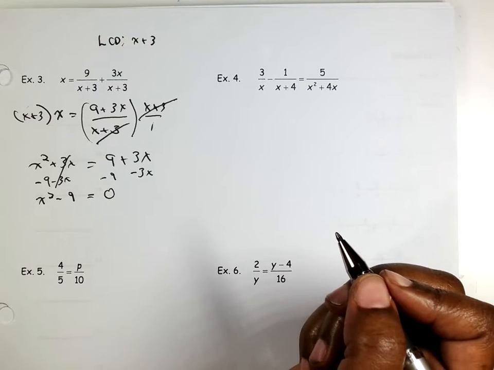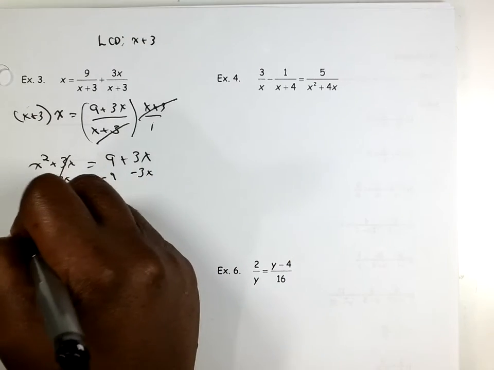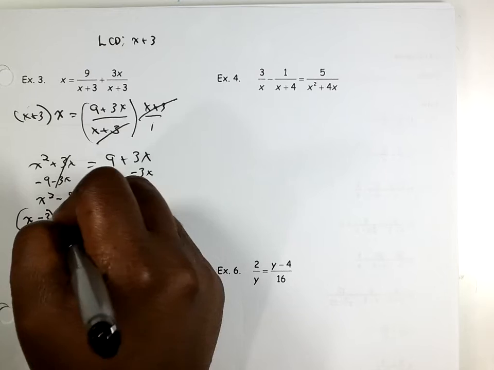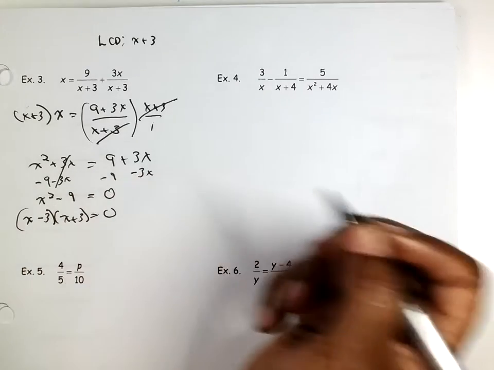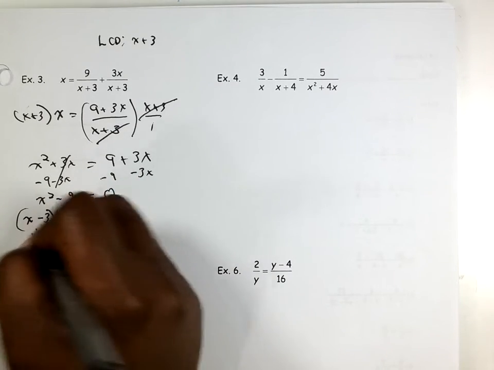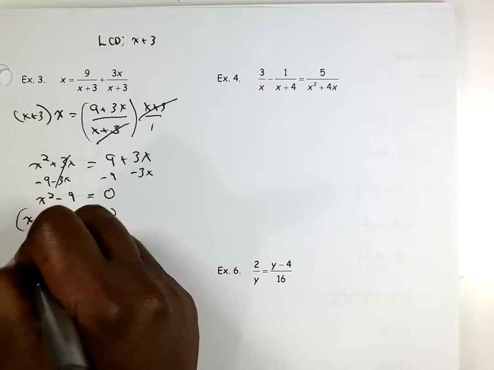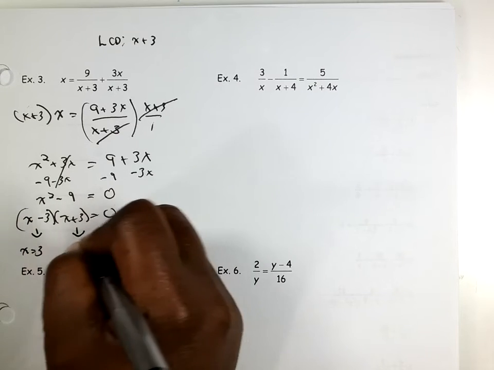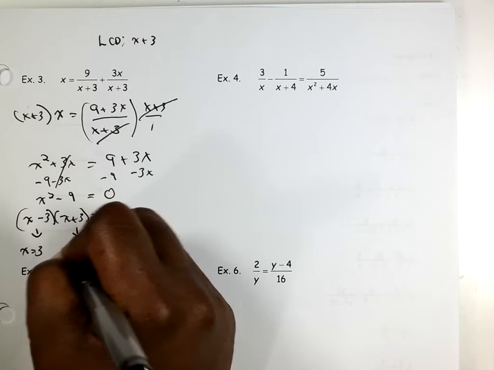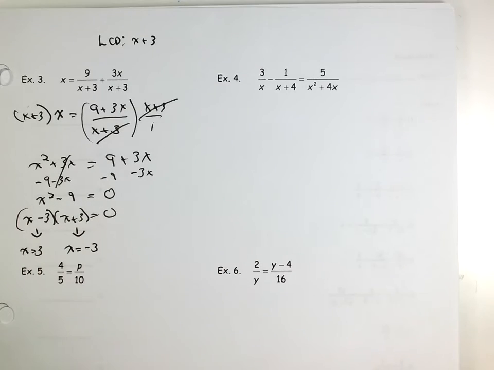So here is the difference of two perfect squares. It factors to x minus 3 times x plus 3, and set each one equal to 0. So when we set x minus 3 equal to 0, we get x is 3. And when we set x plus 3 equal to 0, we get x is equal to a negative 3.